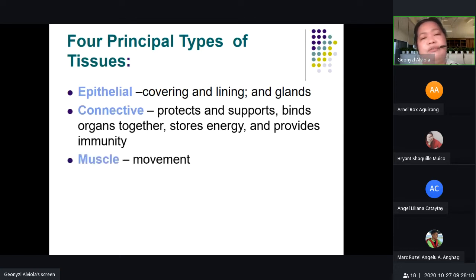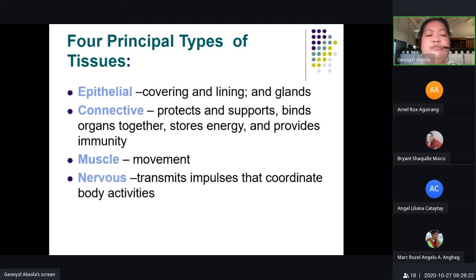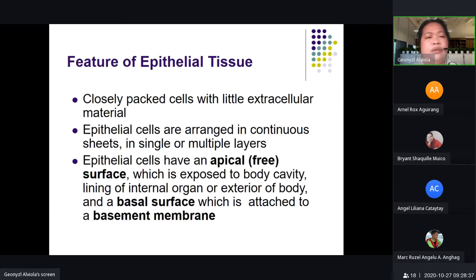Muscles are ideal for movement. And nervous tissue transmits impulses that coordinate body activities. It is like an electrical connection that connects all these tissues together. Now, let's proceed to the first type, the epithelial tissues.